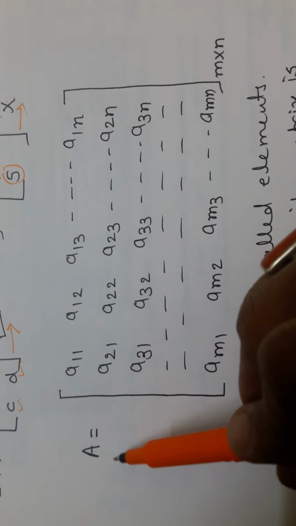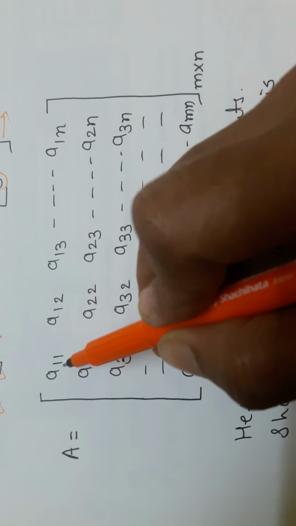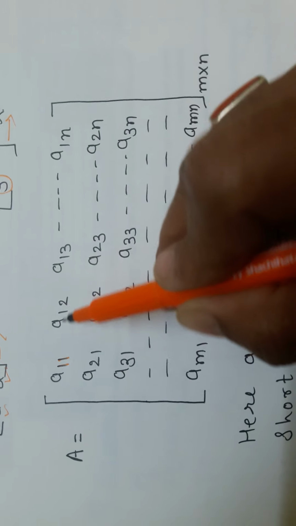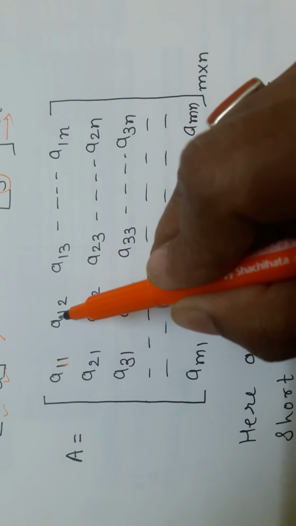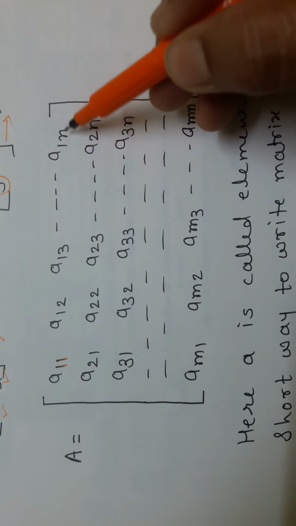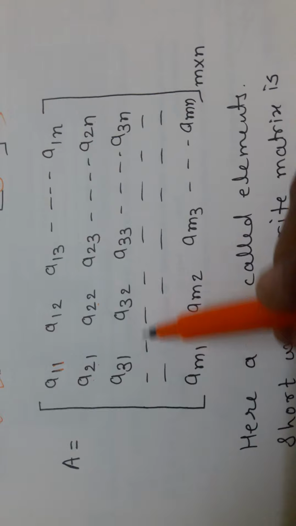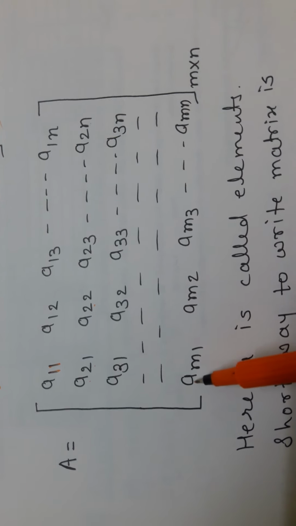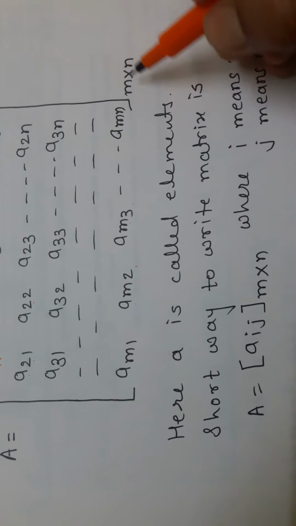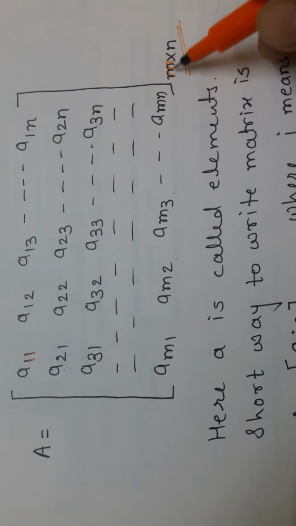That's why it does not form a matrix. Now, if a matrix A is written in a rectangular array form, the first element is represented by first row, first column, a11, the second element is in the first row and second column, a12, a13 up to a1n, then a21, a22, a23 up to a2n. Likewise, lastly we have am1, am2, am3 up to amn. It means it has m rows and n columns. So the order of this matrix can be written as m cross n.